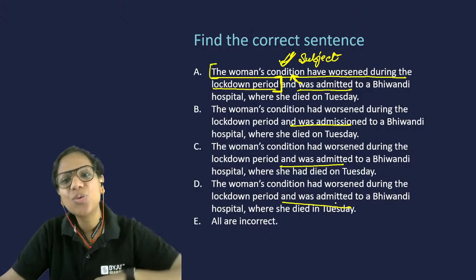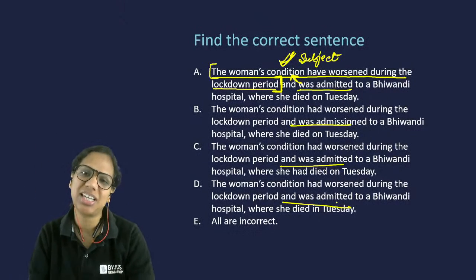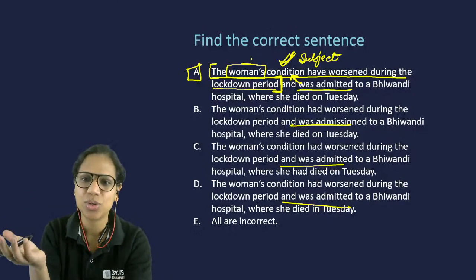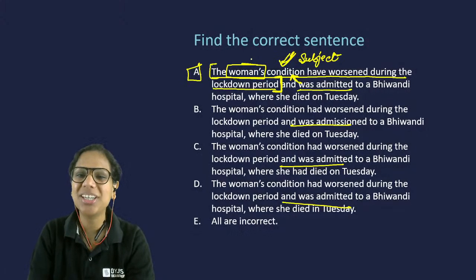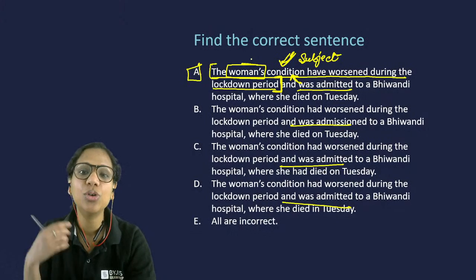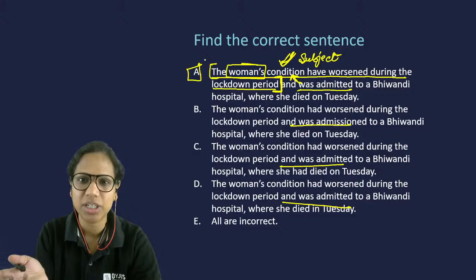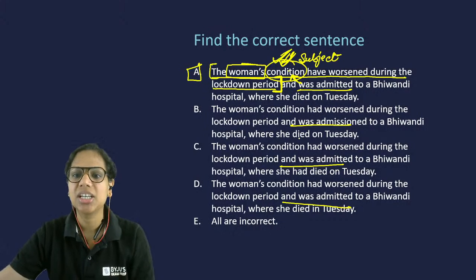Okay. And she was admitted. Her condition worsened and she was admitted. She is missing from all of these sentences. So, a very glaring error, this one, right? And sometimes students don't notice this because they look at this woman and they say, it is something that I can understand so easily. This is common sense that the woman was admitted. But we are actually doing grammar here. We are not applying a lot of our common knowledge to it, right? So the woman's condition is the subject here, right? And I can't say that the condition was admitted, she was admitted.